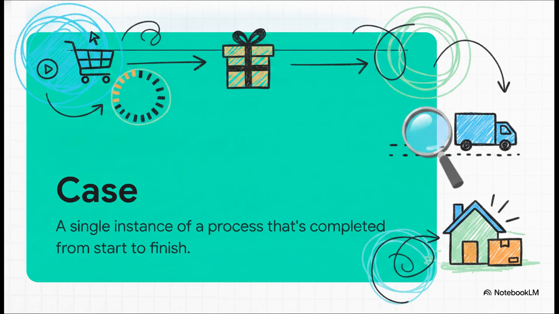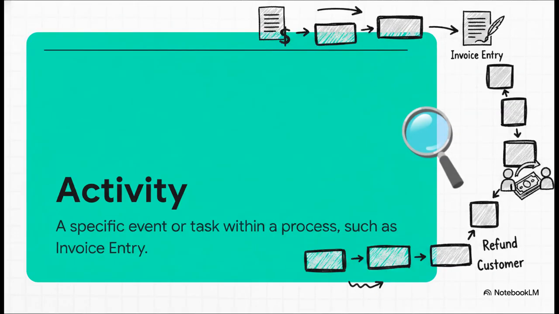A case is simply a single instance of a process that's completed from start to finish. Say your process is fulfilling a customer order. The case starts the millisecond the customer hits buy, and it absolutely doesn't end until that package is sitting on their front porch. Then we have an activity.